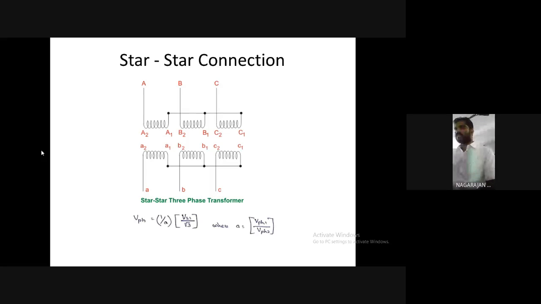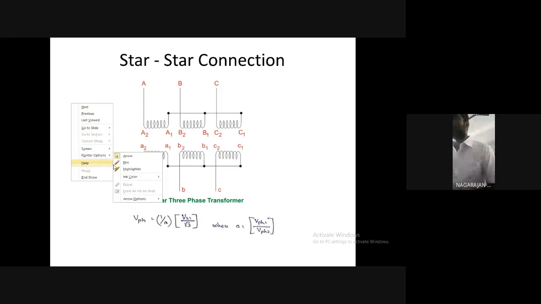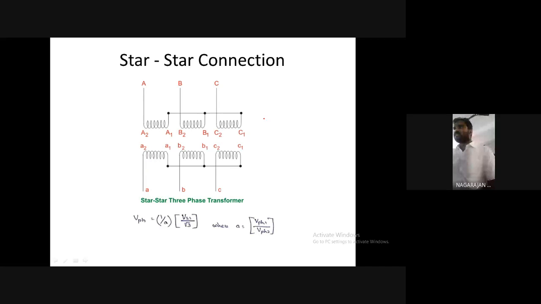I'll just go through this again. If you have any doubt, please look at the screen. So this connection is called star-to-star connection of three-phase transformer. Here, the primary is star connected as well as the secondary. Both of them have been connected in star manner.